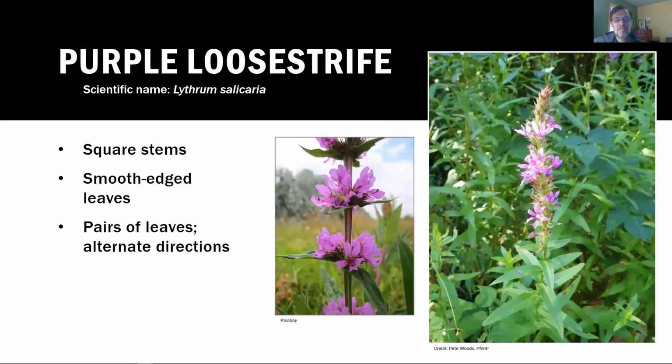Next slide. This plant has square stems, and the leaves have smooth edges, unlike another one that I'll show you in a minute. And the different pairs of leaves alternate the direction. So if one pair of leaves is pointing north and south, the pair below that is going to be pointing east and west.